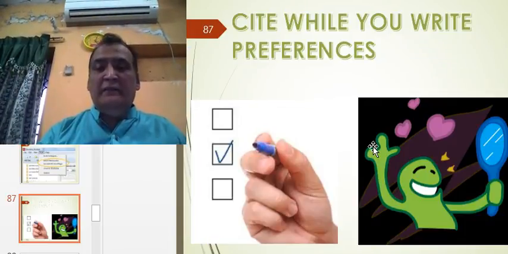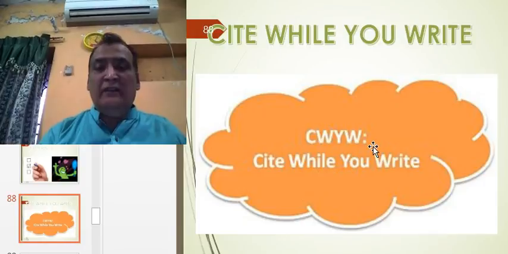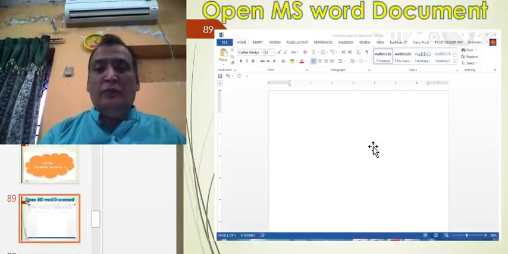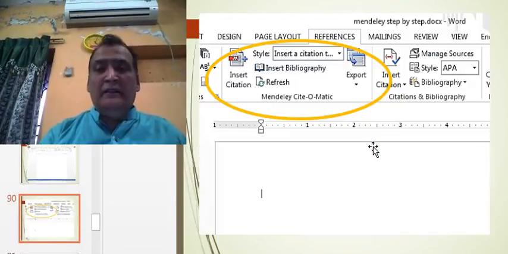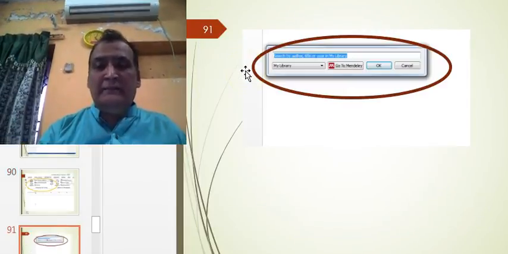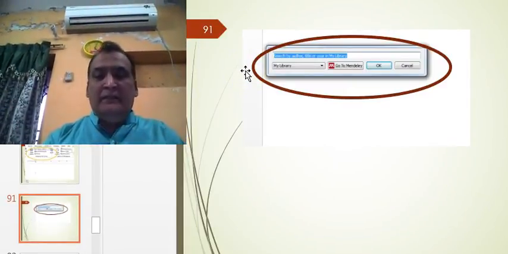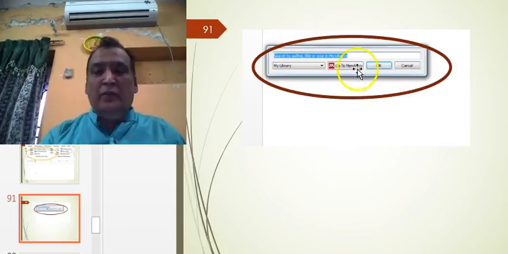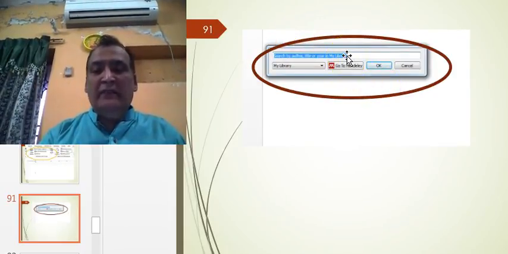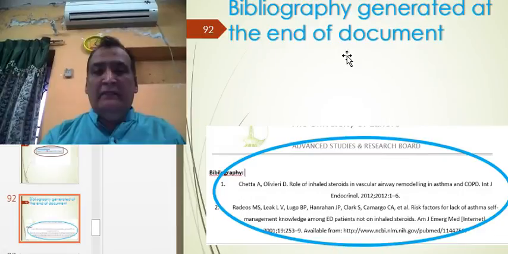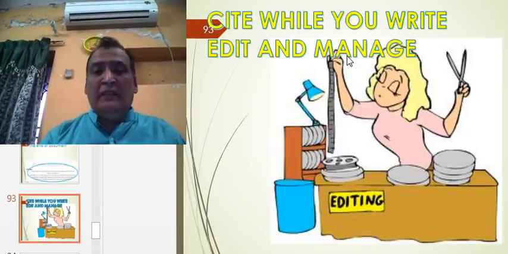You click here and it will be installed, and Cite While You Write is then there. You open the MS Word document and then click Insert Citation. A window pops up in which you write a keyword, and I have written the keyword, and the whole reference has been imported.